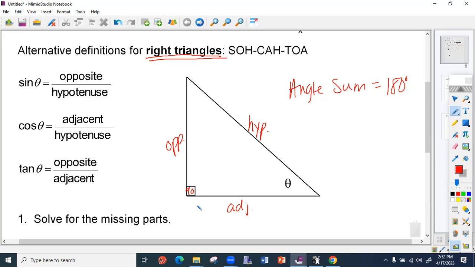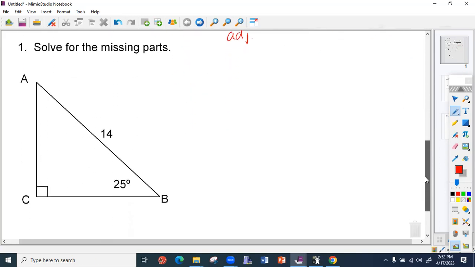Kind of. All right, let's apply that old information. Here you have this triangle, and it wants you to find all the missing parts. So I need to find angle B, side AC, and side BC. The easiest one to start with is angle A. So the measure of angle A equals 90 minus our given, which is 25. So we're left with 65 degrees.